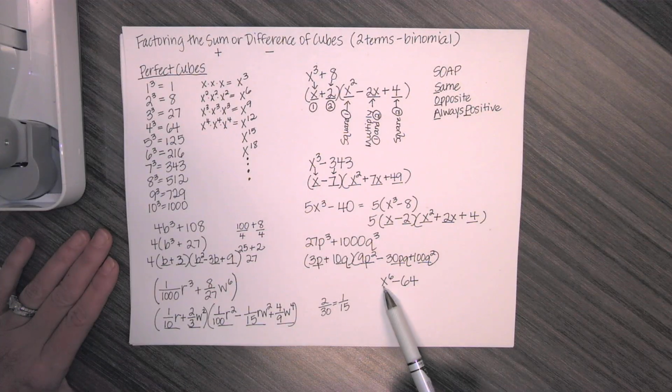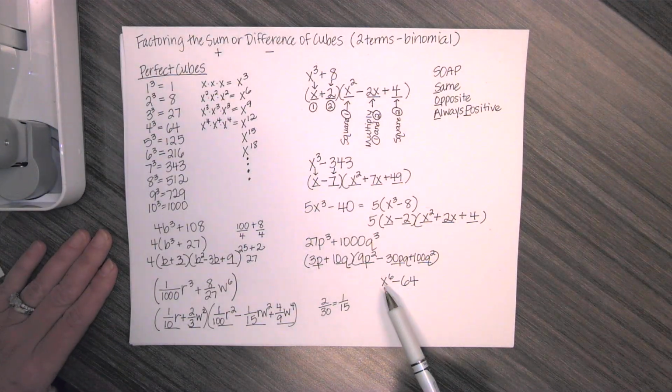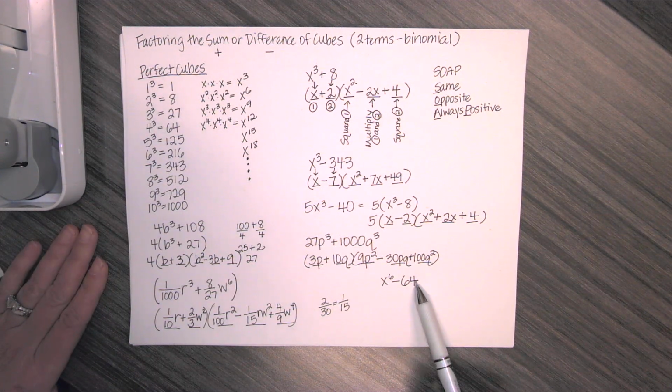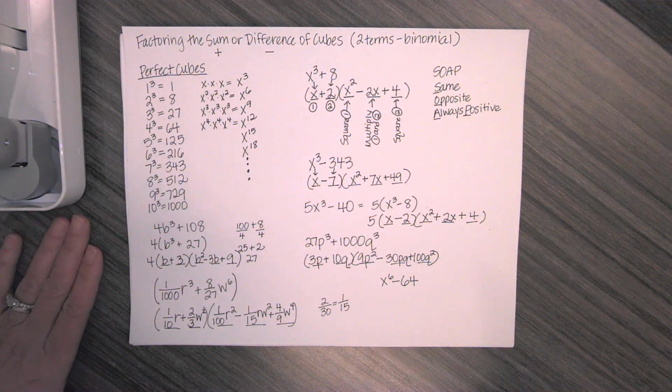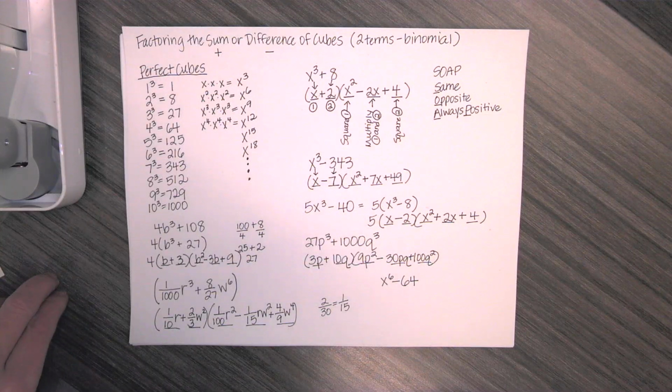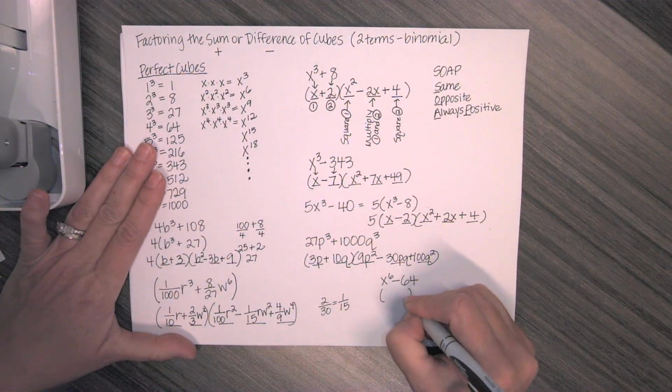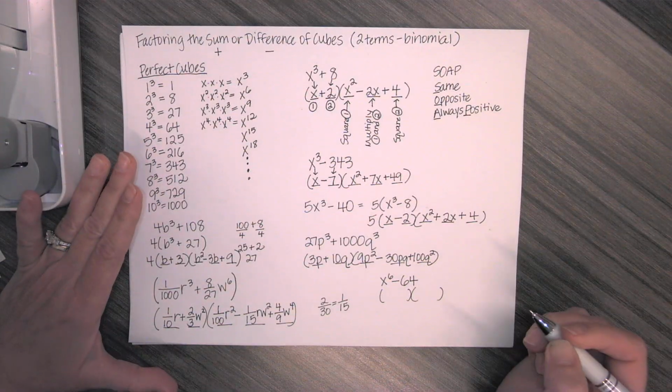If you haven't looked at difference of squares or don't know how to do difference of squares, you might want to go back to that video. But when you have a binomial that is both the difference of squares and the difference of cubes, you want to factor it as the difference of squares first. Okay, so I'm going to treat this as difference of squares first.